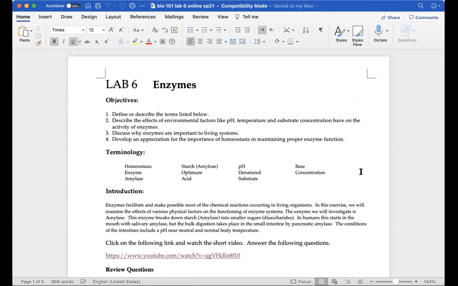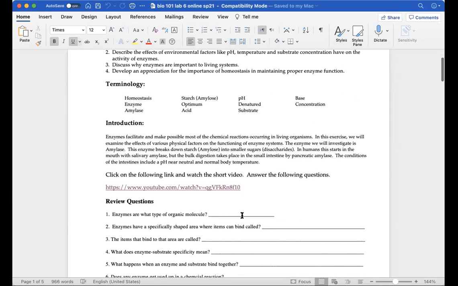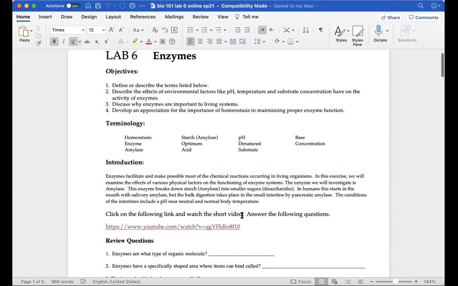This will be on enzymes and you're going to work through a worksheet and work through a couple simulations that will be described on the worksheet, and then you'll answer some questions in the worksheet, and then you can just submit the worksheet on Canvas.